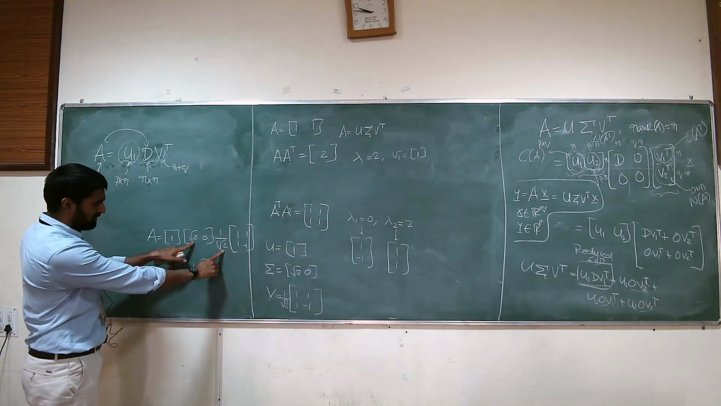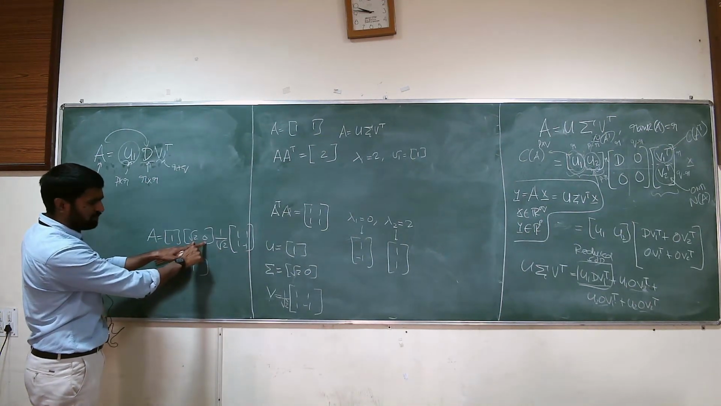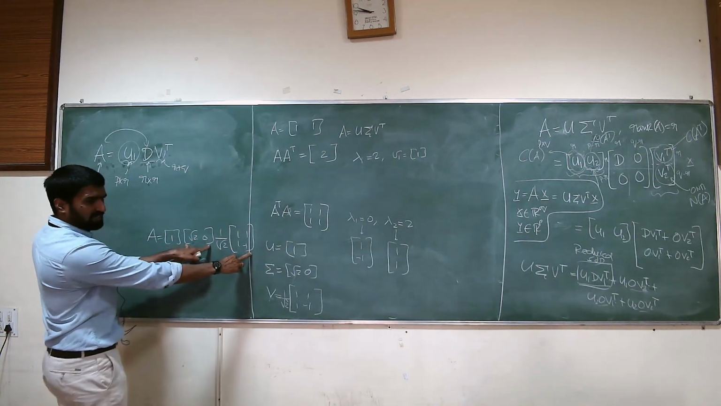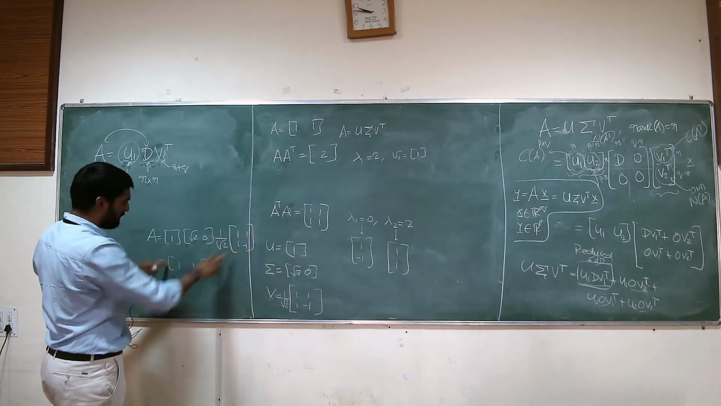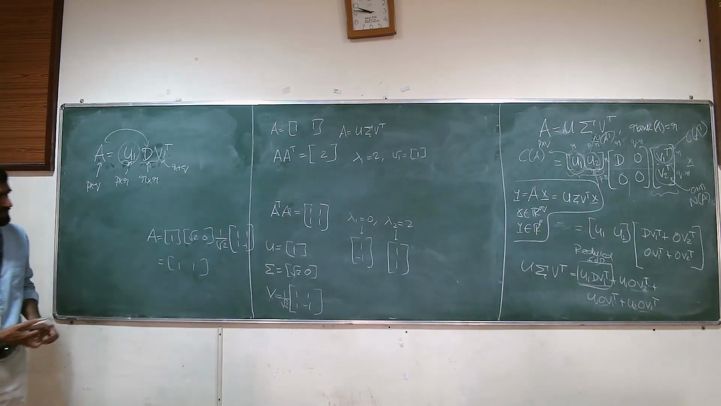The root 2 cancels. If you take the root 2 here, this is 1 0. Pre-multiplied by this 1 0, that means you're only taking the first row. First row multiplied by 1 is 1 1. So it's okay.